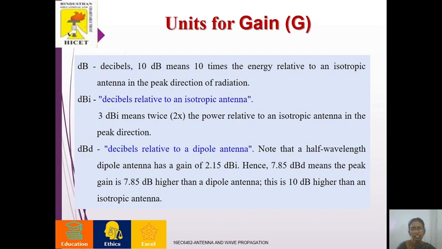So in this class I have introduced how radiation can be defined, the definitions of directivity, and the significance of the gain. In the coming class, let us discuss the remaining antenna parameters like antenna aperture, antenna radiation resistance, noise temperature, beam width, bandwidth, etc. Thank you.